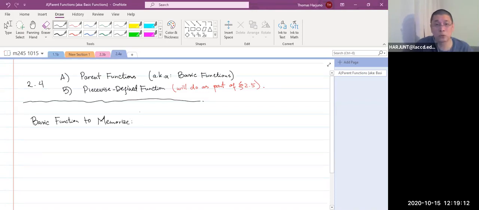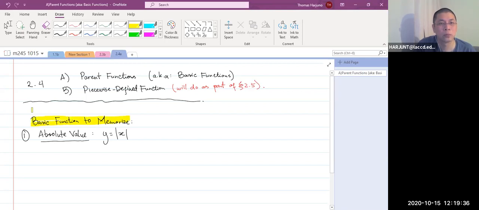The first one is the absolute value function, y equals the absolute value of x. Now, I believe all of you, if not most of you, already know what the graph of this absolute value of x looks like.